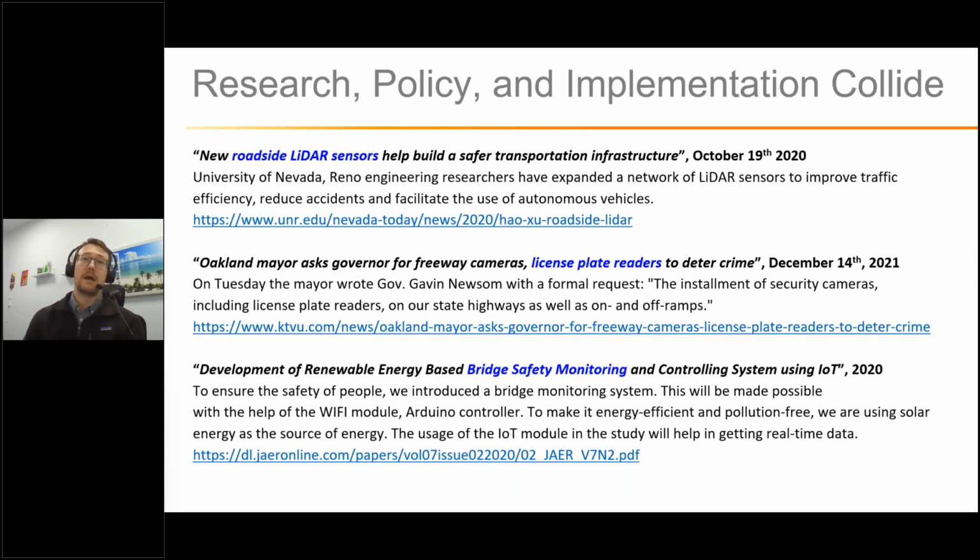to mayors asking for specific funding for automated license plate readers to help reduce highway crime and other things, as well as research projects using solar power, sensors, and Arduino Raspberry Pi controllers meant to economically and efficiently monitor bridge safety as well as other forms of structural integrity.